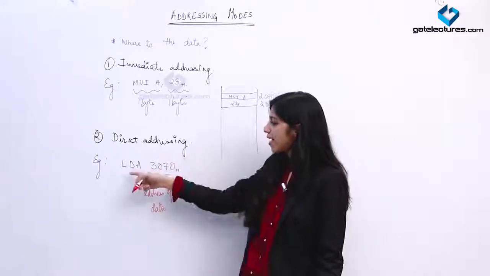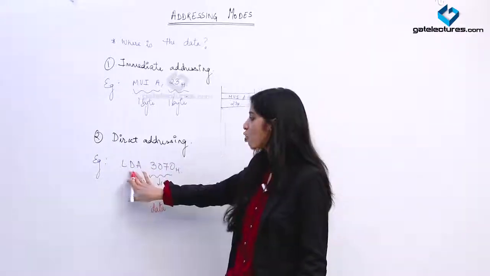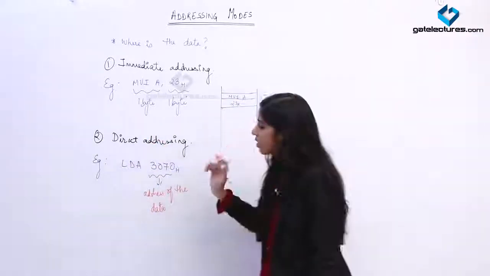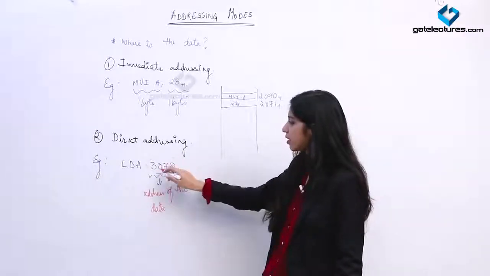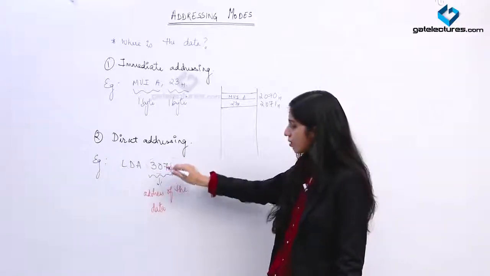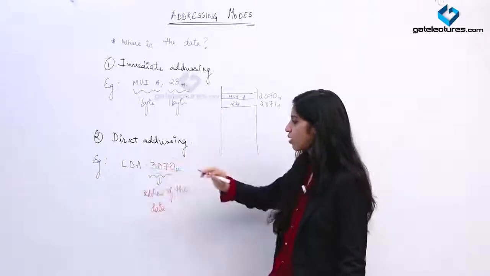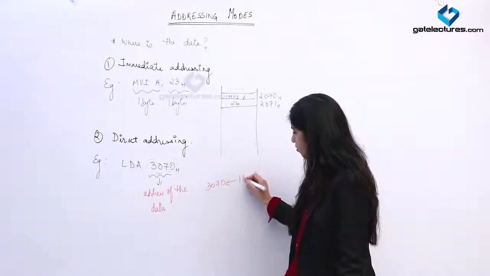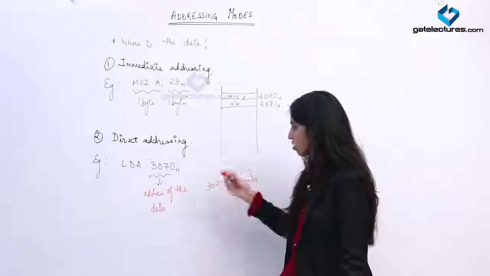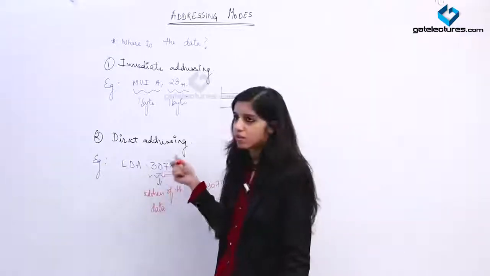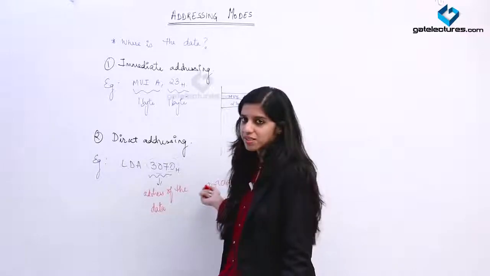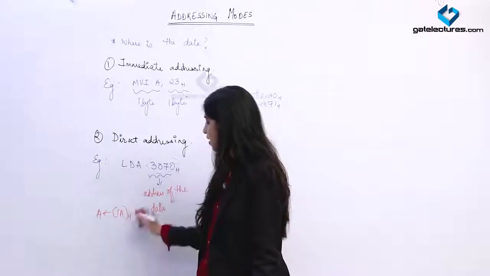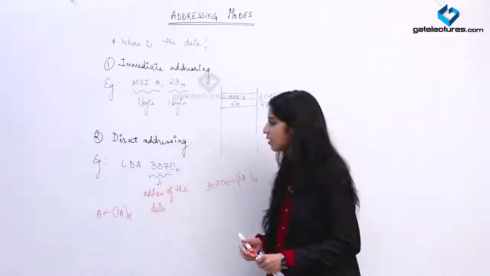Whenever LDA is decoded, we know that the accumulator has to be loaded, but with what data, where is the data? This is the address of the data. So we'll go to this address in the memory, extract the data and load the accumulator. Suppose at 3070, 1A was stored. This was the data. After execution of this instruction, we extract this data 1A and the accumulator is loaded with data 1A. So in direct addressing mode, we are giving the address of the data directly.